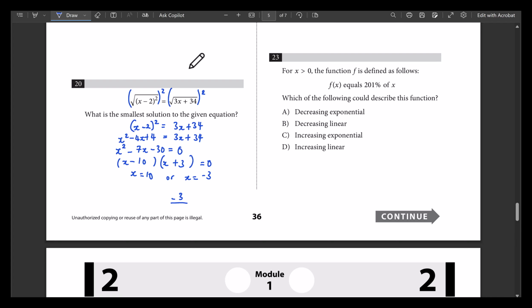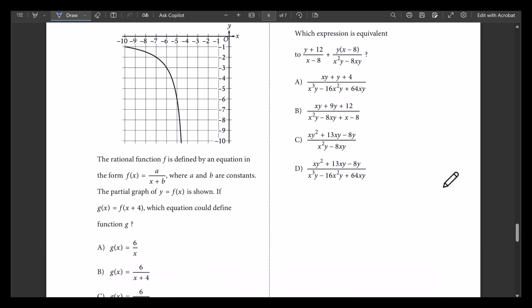Number 23, for x is greater than 0, the function f is defined as follows. f of x equals 201% of x. Which of the following could describe this function? We can rewrite this as f of x is equal to 201 over 100 x, which is equal to 2.01x, meaning that as x increases, f of x also increases. The rate of increase is constant. It will increase by 2.01, hence it is increasing in a linear manner. The answer is D.